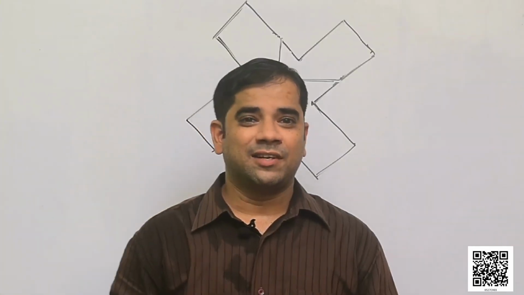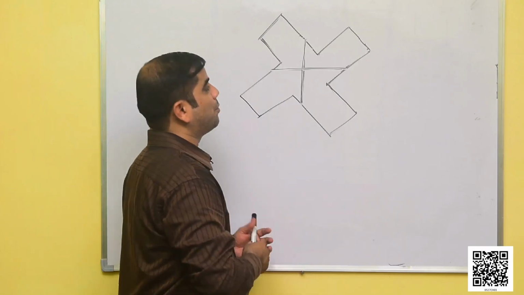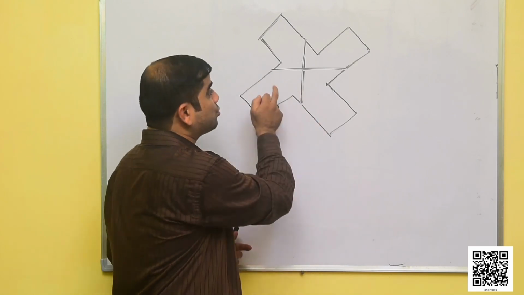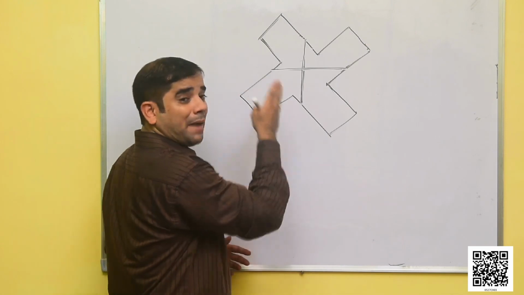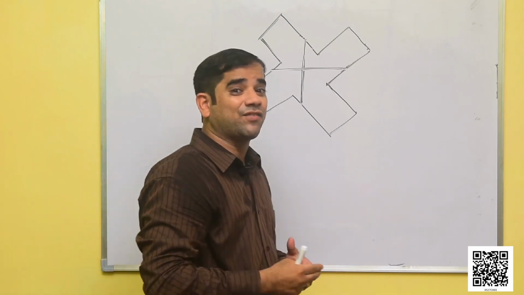Okay, students? Now you have a task to make a pattern using your tile. Trace the shape to repeat it on a page, but remember there must be no gaps between them. Ziri made a pattern using her yellow tiles as it is displayed on the screen. Now let's find out how many tiles this pattern contains. You can see it in your book as well. The total pattern that Ziri has made contains 12 patterns like this, and each of the patterns contains 4 tiles as we have constructed from the cardboard.